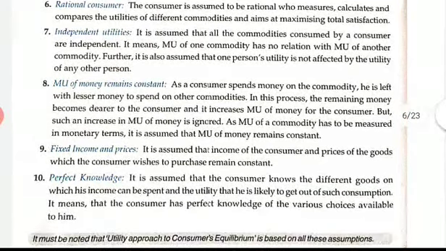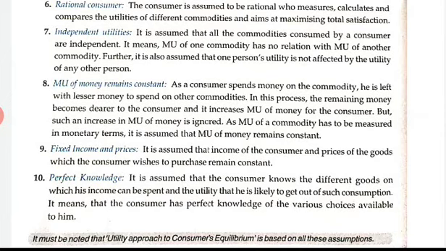The marginal utility of money remains constant. Let's see why. As a consumer spends money on a commodity, he is left with less money to spend on another commodity, isn't it? In this process, the remaining money becomes dearer to the consumer, as it increases the marginal utility of money for the consumer. But such an increase of MU of money is ignored.